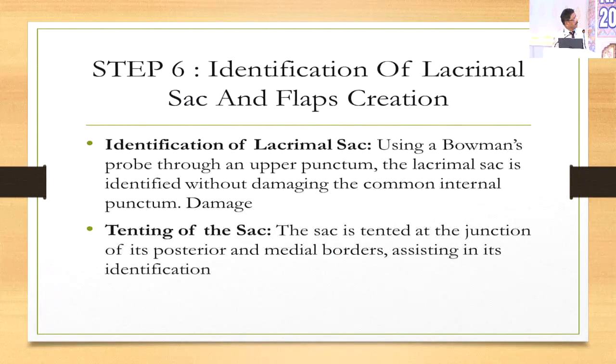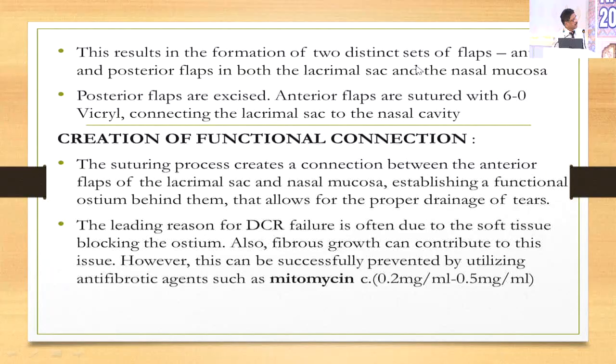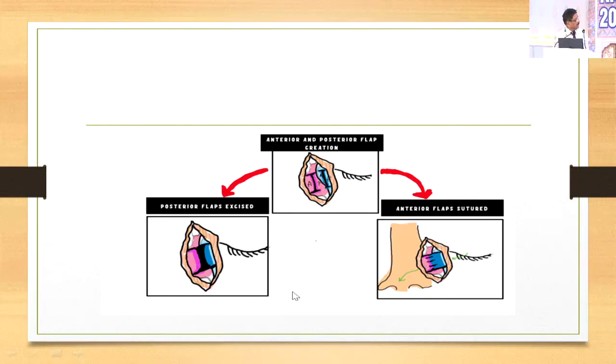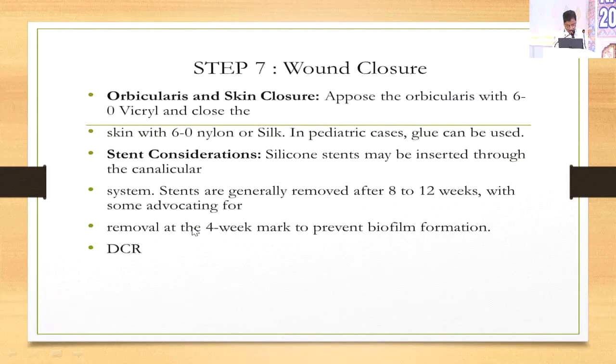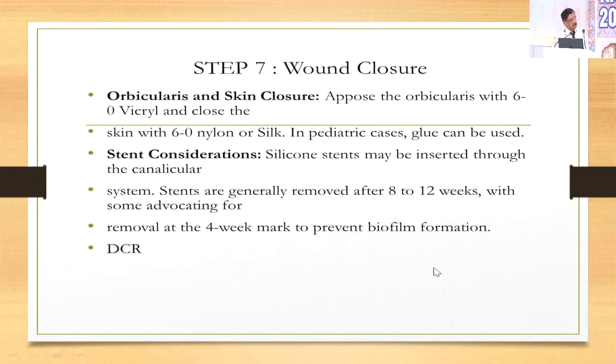So the next step is identification of the lacrimal sac and flap creation. You can tent the sac with the punctum probe. You can tent this and then make a U-shaped or I-shaped flap, and make an anterior and posterior flap. You can discard the posterior flap, or make a U-shaped flap and then connect in this fashion, and this will create a mucosal lining.